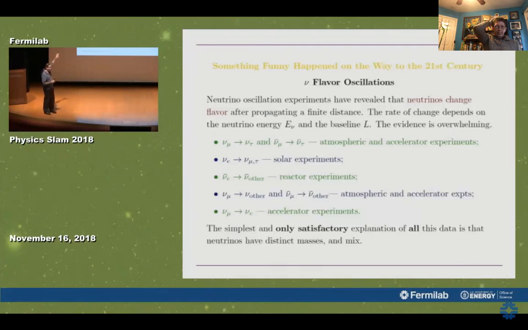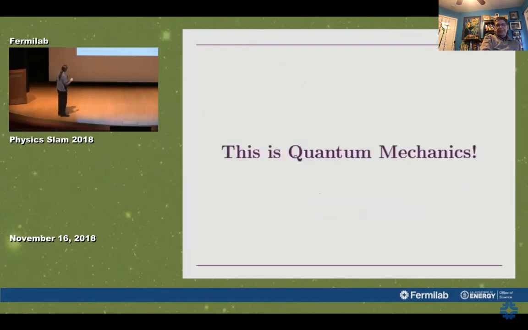There's a long list of different types of experiments that have seen this phenomenon, and we're very, very sure that this happens. What's really important about this is that this only works if the neutrinos have mass, which is something that we didn't know before.